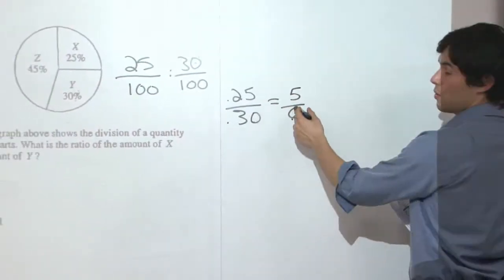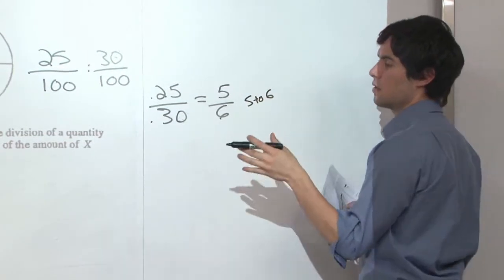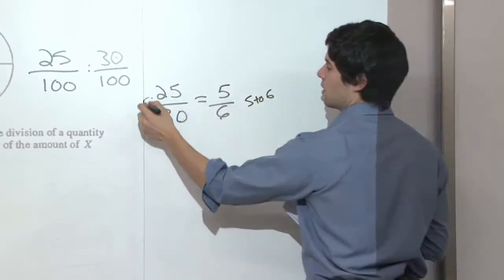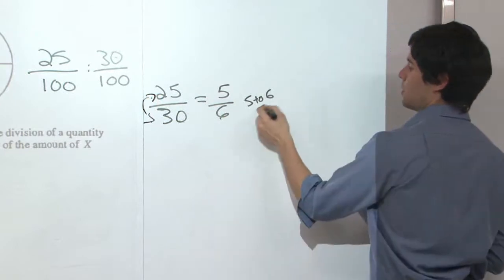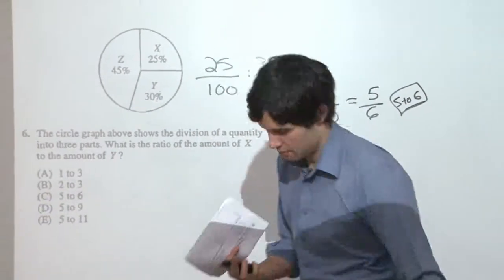Or, remember, we can read ratios. 5 over 6 is 5 to 6. And if they had said the ratio of Y over X, then we would have flipped those. But this is X to Y, 5 to 6. Our answer is C.